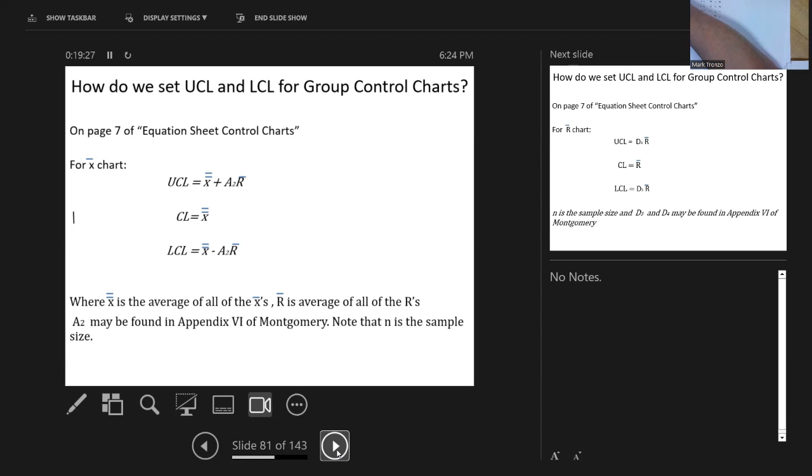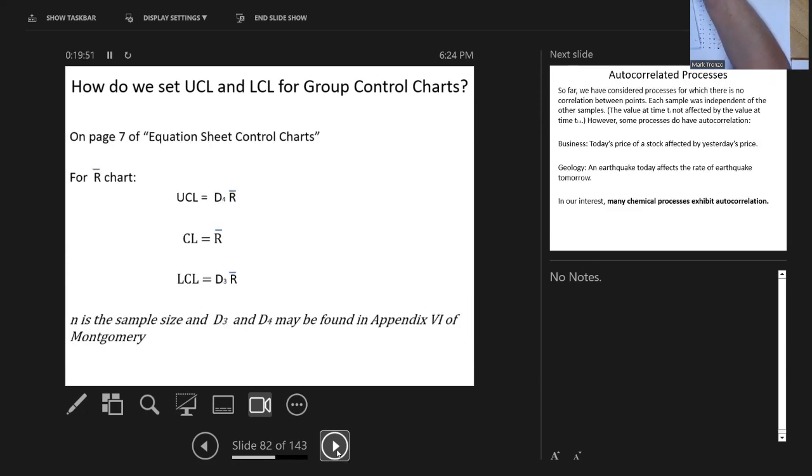And just like before, we can plot the upper and lower control limit based on page 7 of your equation sheet, control charts. For the X bar has this, where once again, the X double bar is the average of the averages. The R bar is the average of all the ranges. And the same if we have an R chart, it's calculated this way. Again, these constants are from the appendix of Montgomery, which you have those handouts for. And so again, that's for the multi-stream process.